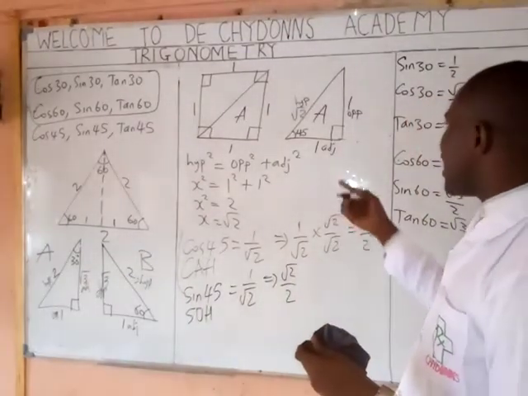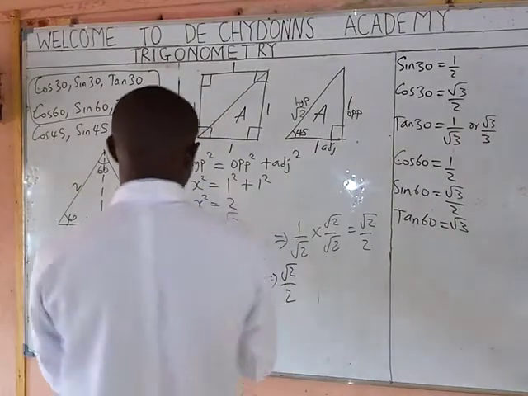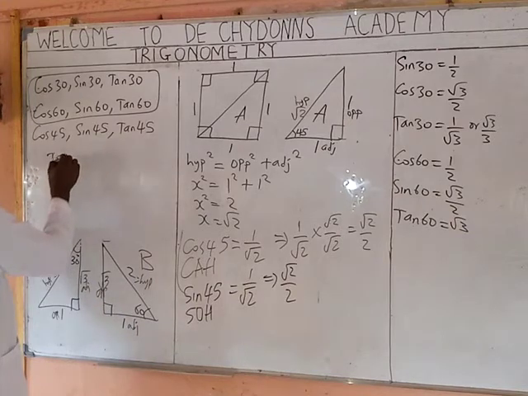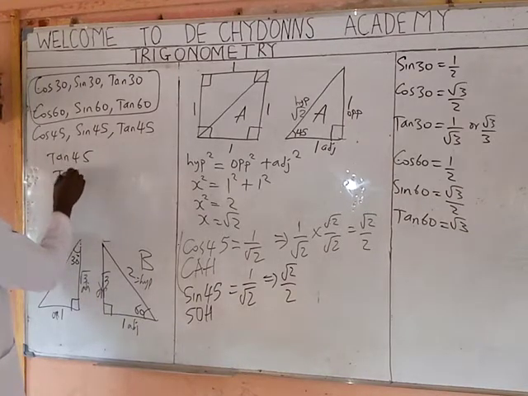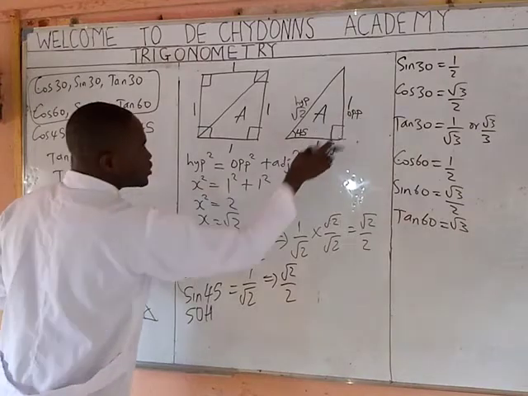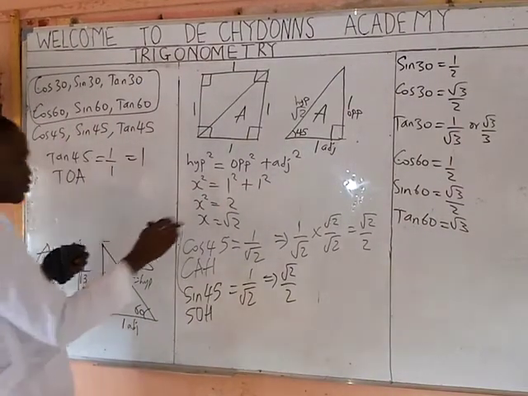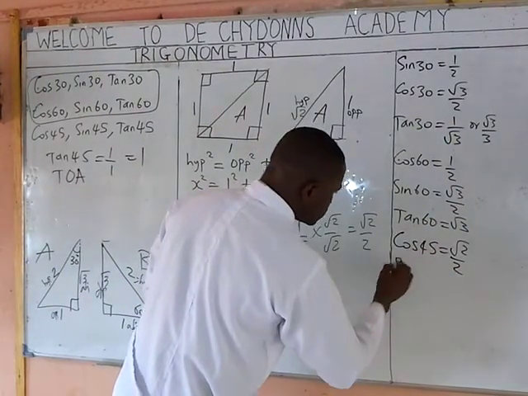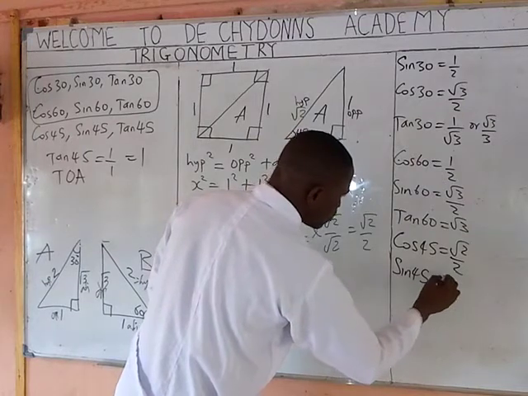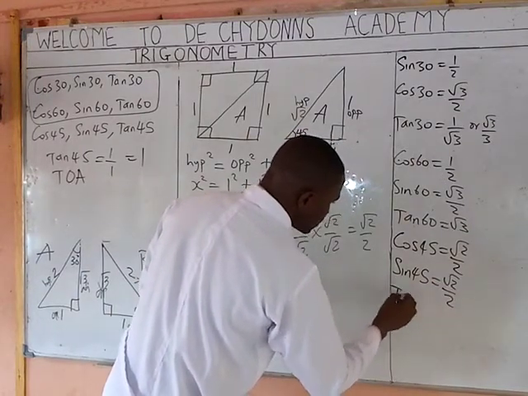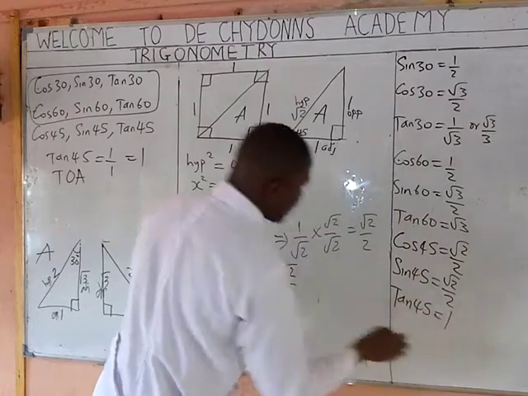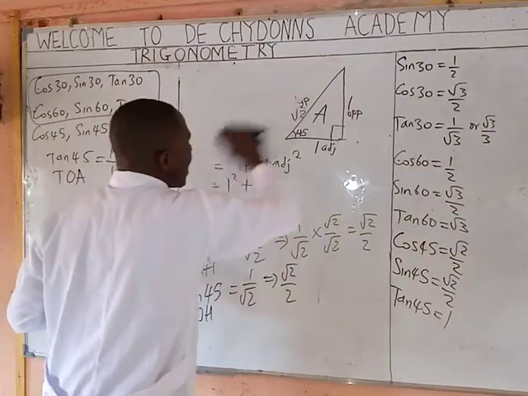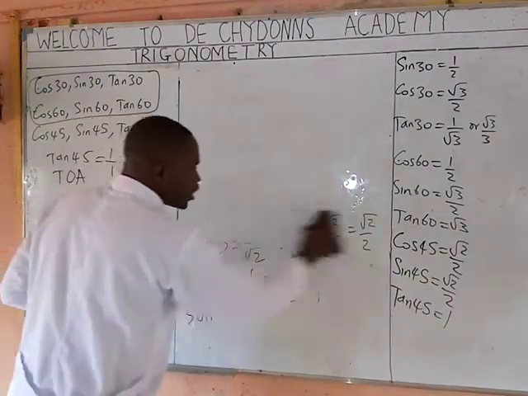Then you come again to tan 45. Tan 45 is opposite over adjacent, 1 over 1 equals 1. You write cos 45 equals root 2 over 2, sin 45 equals root 2 over 2, then tan 45 equals 1. We have been able to derive this. Now, let's see our conclusion from these derivations we have done.